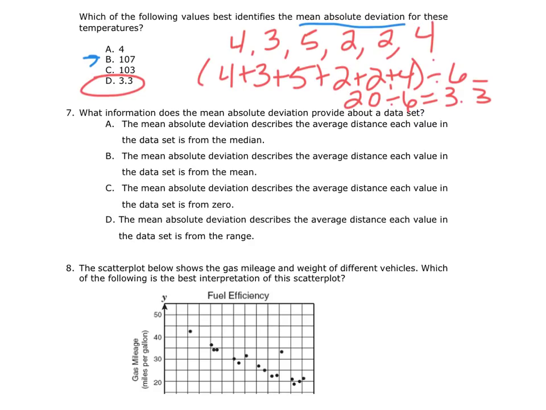Okay, so that brings us to number 7. What information does the mean absolute deviation provide about a data set? Each of these says the mean absolute deviation describes the average distance each value in the data set is from: the median, the mean, the zero, the range. We didn't talk about anything but the mean, A and B, it is called mean absolute deviation.